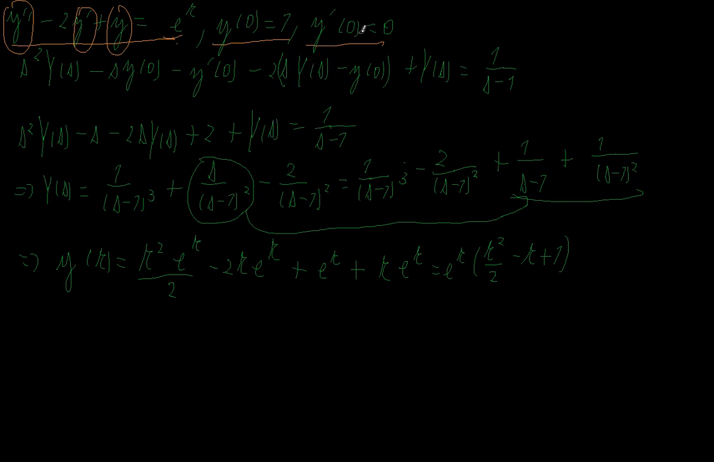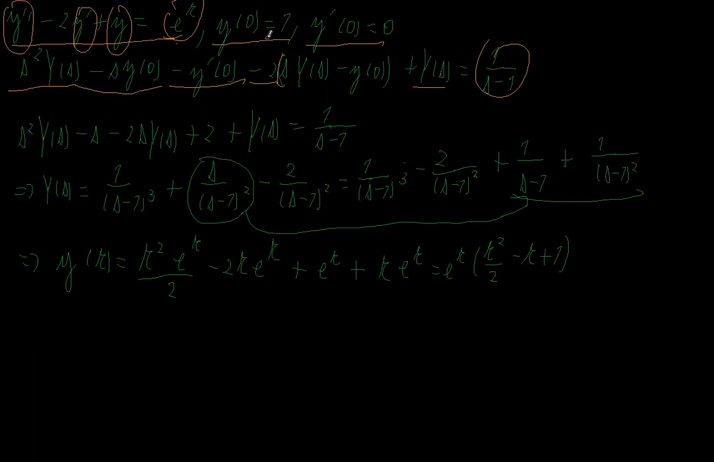So I take the Laplace transform of both sides. I get s squared times capital Y minus s times y(0) minus y'(0), minus 2 times, in parentheses, s times capital Y minus y(0), plus Y is equal to 1 over s minus 1. So this 1 over s minus 1 is the Laplace transform of e to the t.